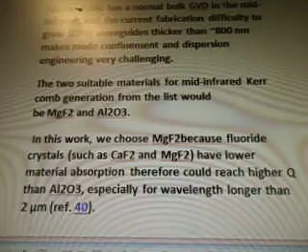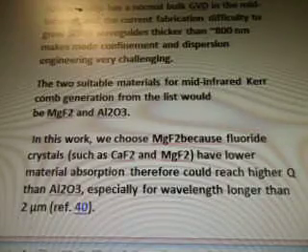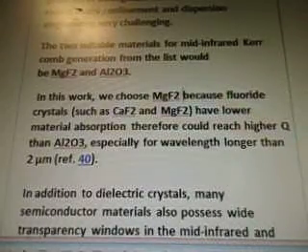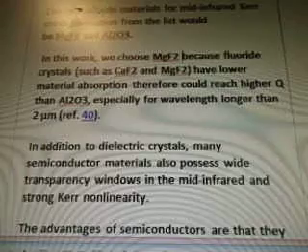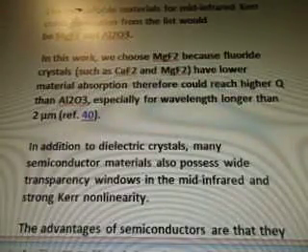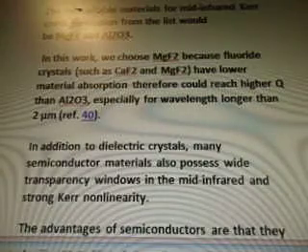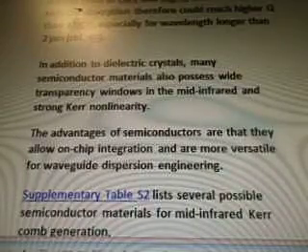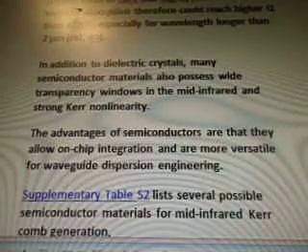The two suitable materials for mid-infrared Kerr comb generation from the list would be MgF2 and Al2O3. In this work we choose MgF2 because fluoride crystals such as CaF2 and MgF2 have lower material absorption, therefore could reach higher Q than Al2O3, especially for wavelength longer than 2 micrometers, refer to 40. In addition to dielectric crystals, many semiconductor materials also possess wide transparency windows in the mid-infrared and strong Kerr non-linearity.